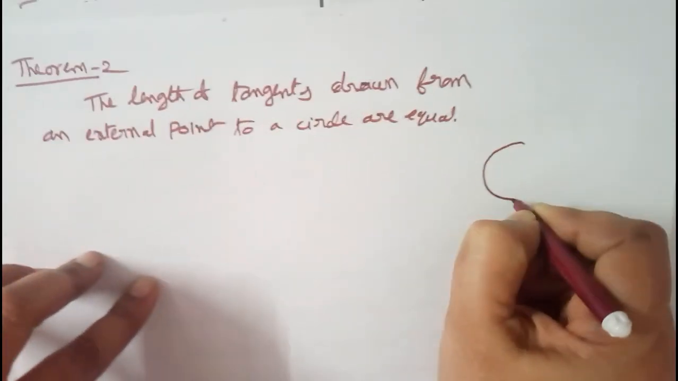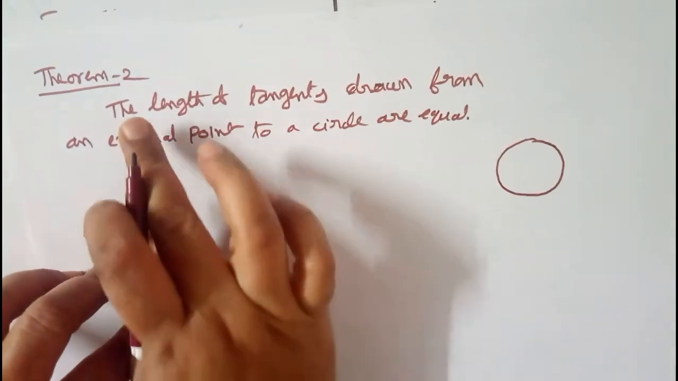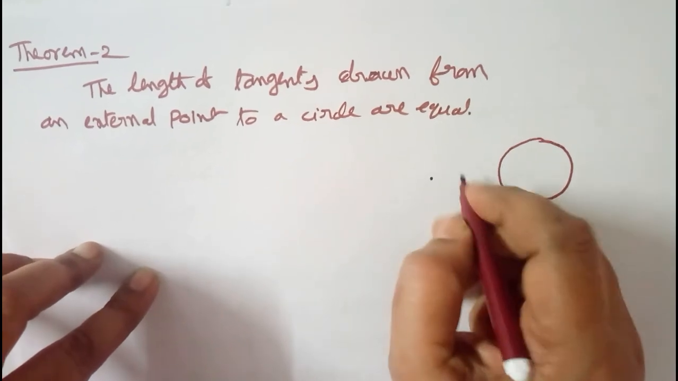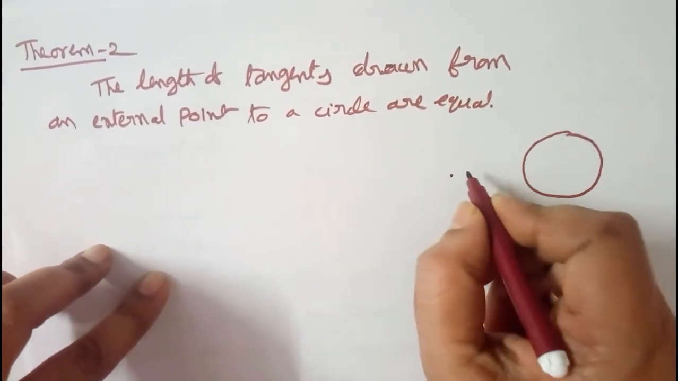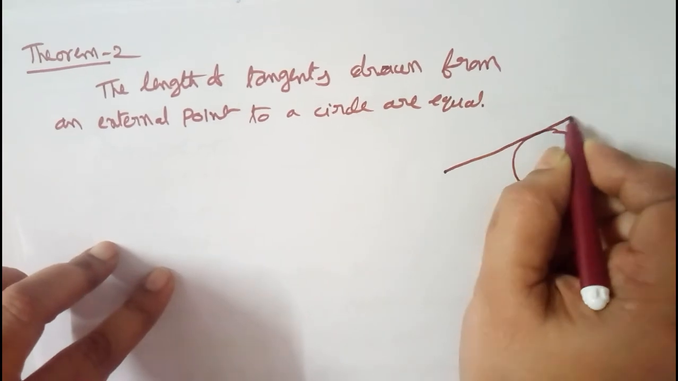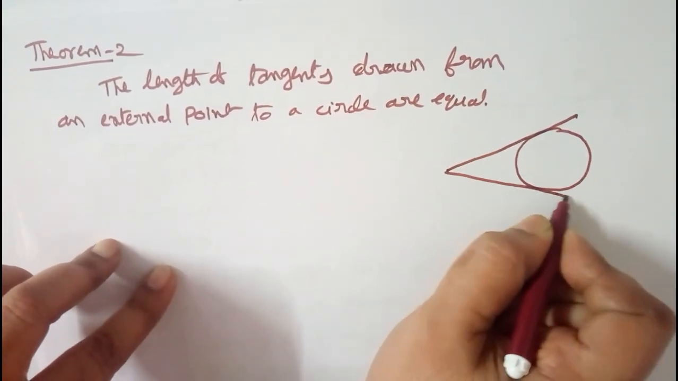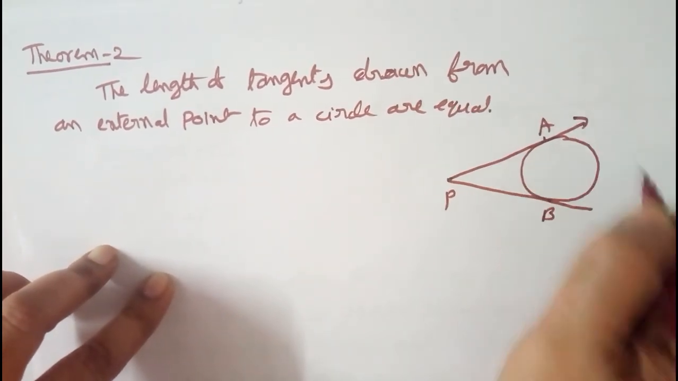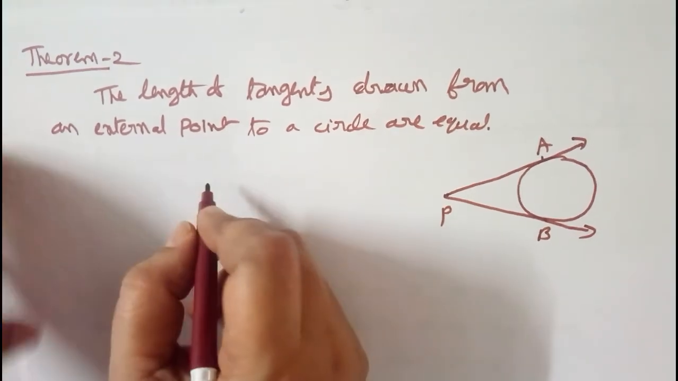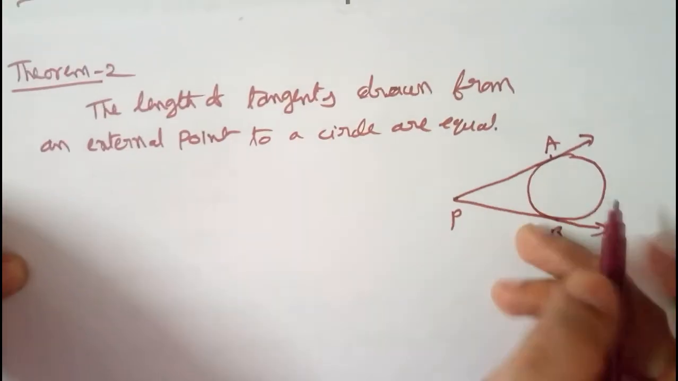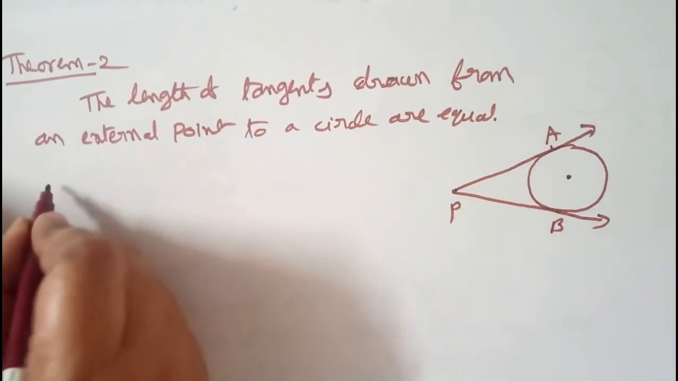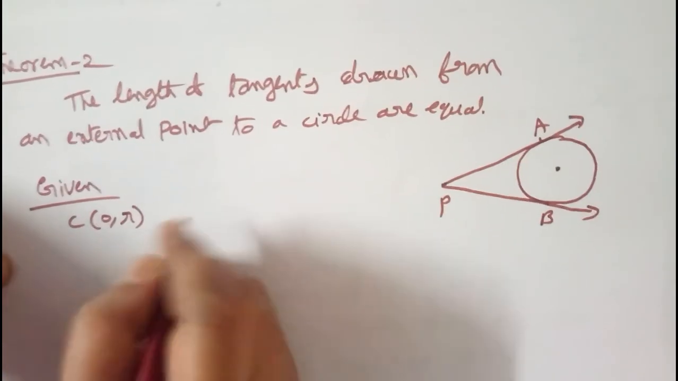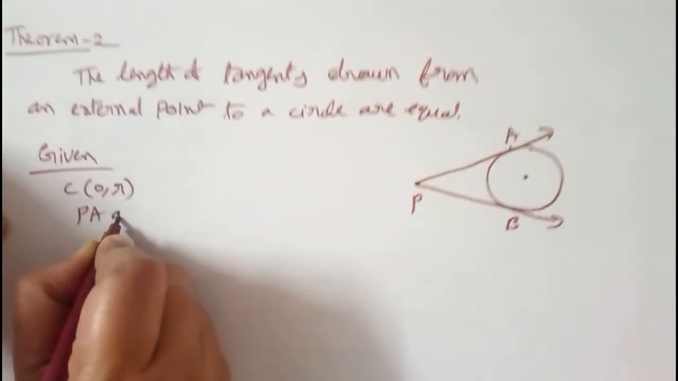Now draw a circle. The lengths of the tangents drawn from an external point to a circle are equal. So P is a point. If the point is outside, we know that we can draw two tangents. PA and PB are two tangents. We have to prove that the lengths of these two tangents are equal. O is the center of the circle. So what is given? C is a circle with the center O, radius R units. PA and PB are two tangents.